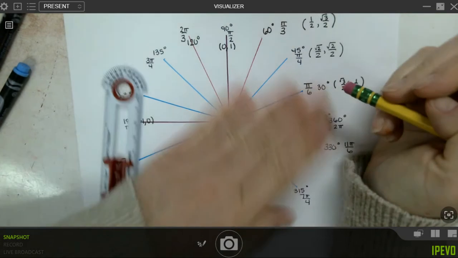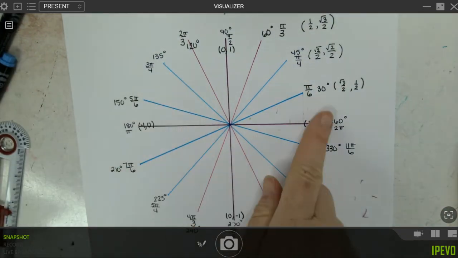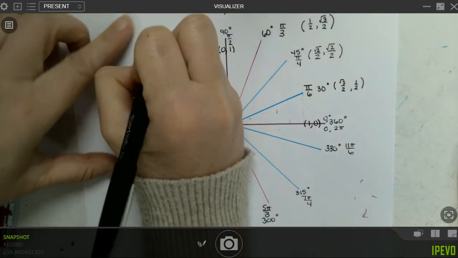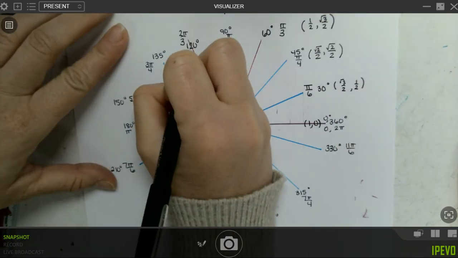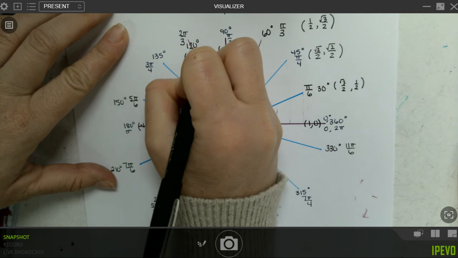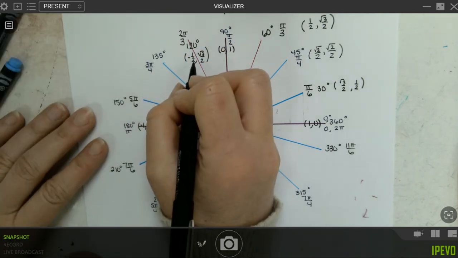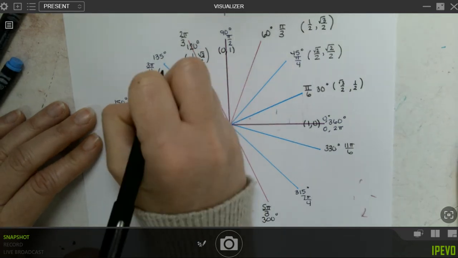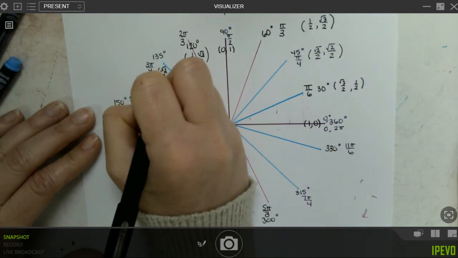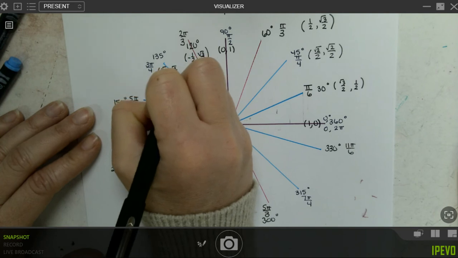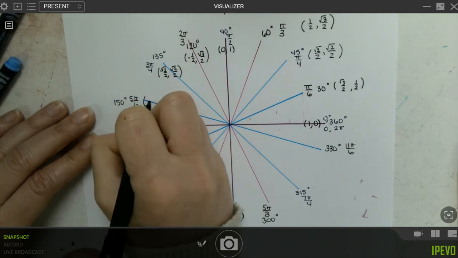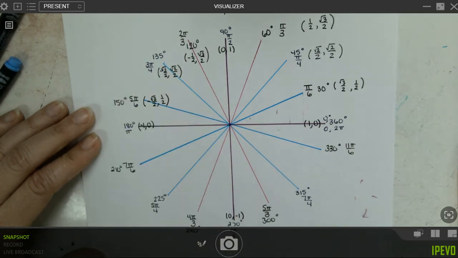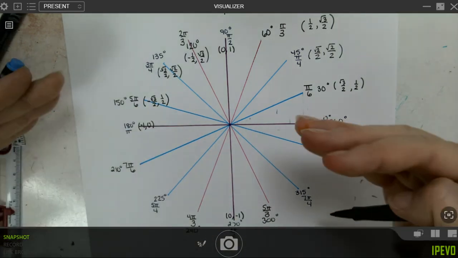All right, now these are just going to have the same combinations, just different signs. Over here, our x is what's negative. So negative 1/2 and root 3 over 2. Cosine is negative 1/2. Sine is root 3 over 2. This one is going to be negative root 2 over 2, root 2 over 2. Negative root 3 over 2, positive 1/2. Because our y's are positive up in that quadrant.